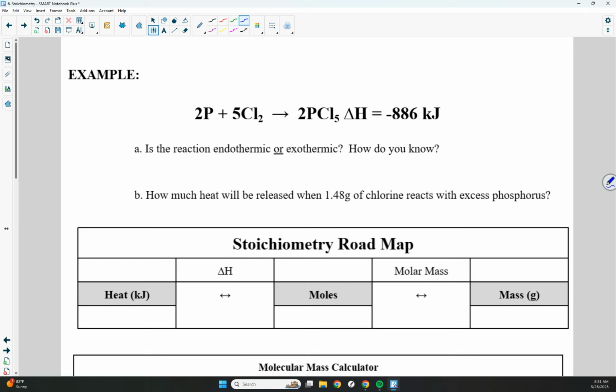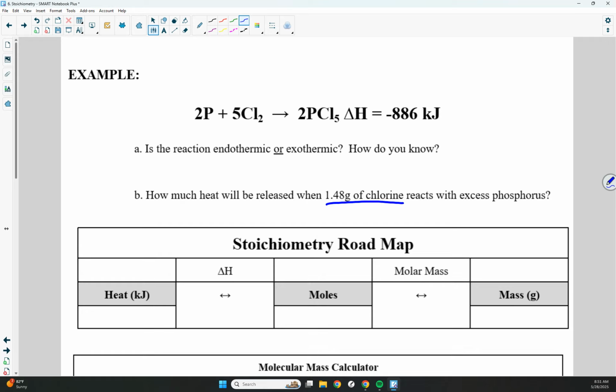So let's look at example 1 from your booklet. First of all, is this an endothermic or exothermic reaction? Because the delta H is listed as negative, we know that this is going to be an exothermic reaction because energy is being released. So part B, how much heat will be released when 1.48 grams of chlorine reacts with excess phosphorus? Just like we've been working on, we're going to map this out and circle the parts of the equation that we care about.